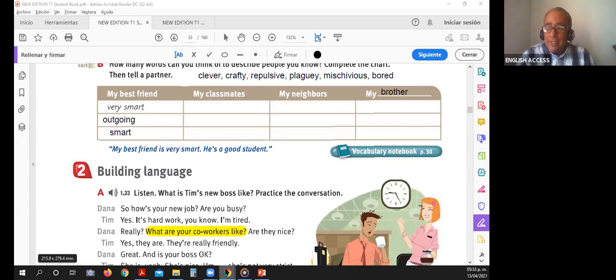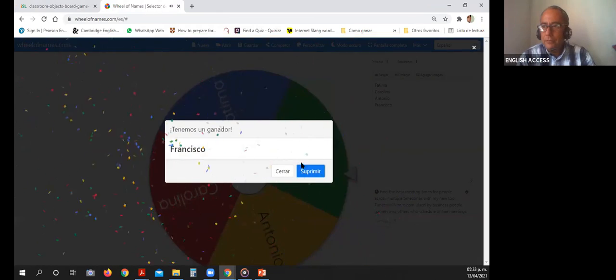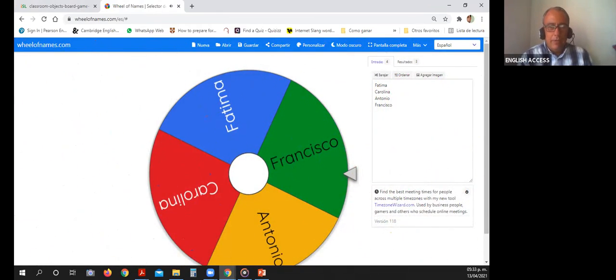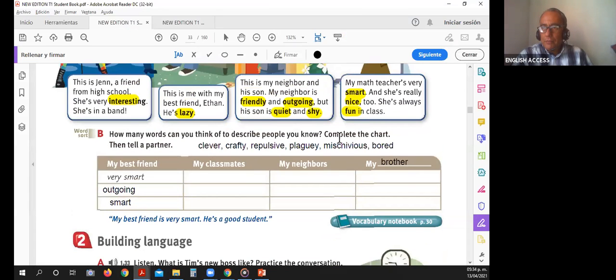Finish with the adjectives about the people you know. ¿Ya terminaron con los adjetivos de las personas que conocen? Please give me a thumbs up if you finished. No, Fatima? Okay, I'll give you 1 more minute. Think about the adjective. You know, well, you can use the adjectives that you have here in the book.